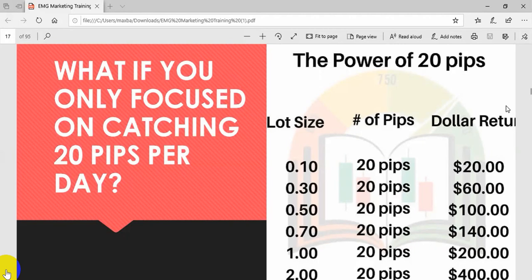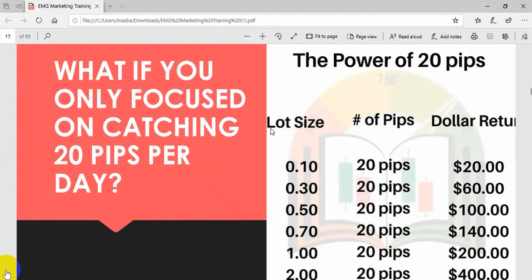And then finally, I was on the charts one day and I was like, let me get 20 pips and dip. I just want 20 pips and dip. It came to me out of nowhere. I just want 20 pips and dip. So here is how this is set up.